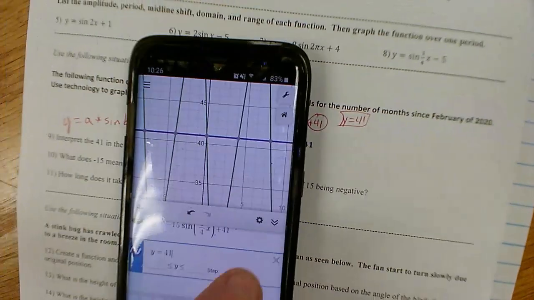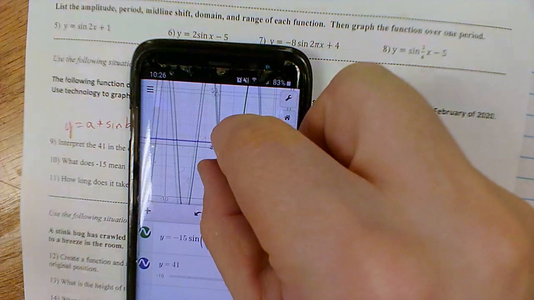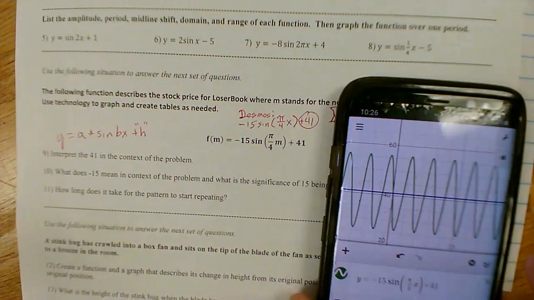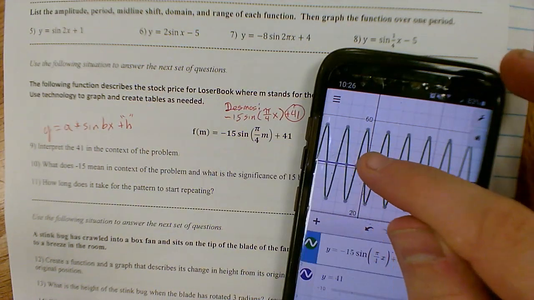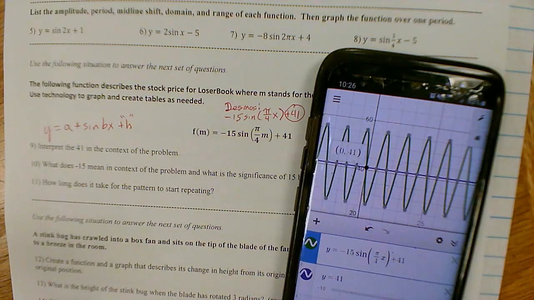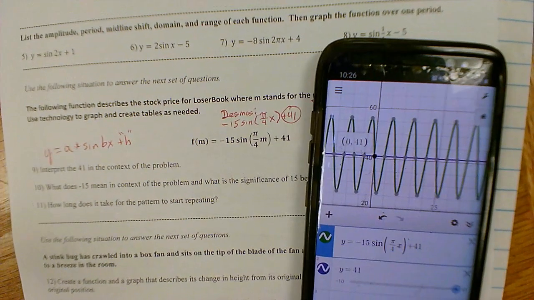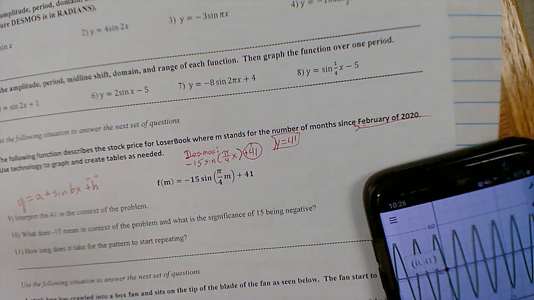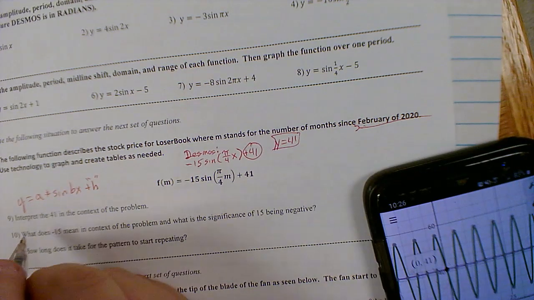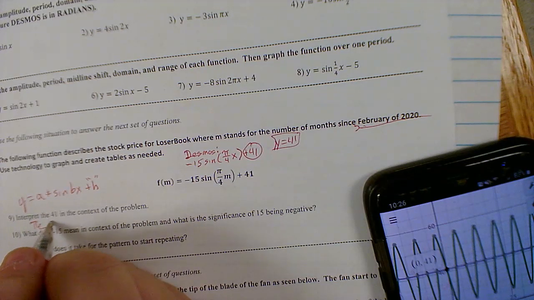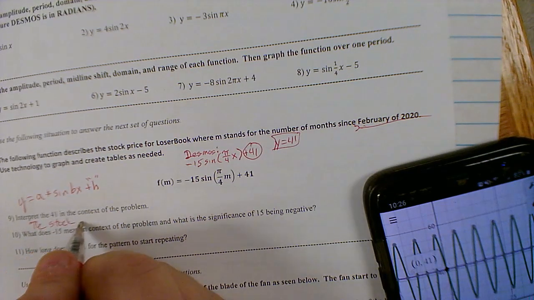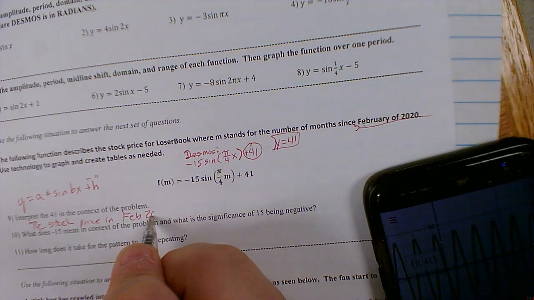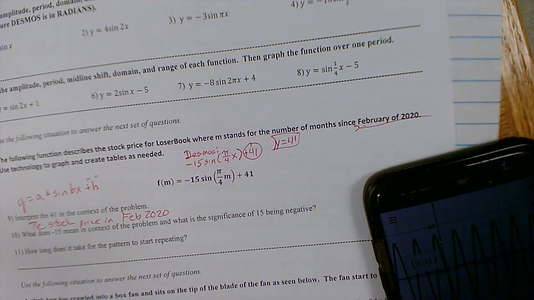So I got both pieces graphed in, and if I kind of zoom in, I can maybe get more of a visualization of what the graph is doing. So what's going on here is the graph is starting here at 0, 41. So interpreting 41 in the context of the problem, the beginning of time in the problem is February of 2020. So it's pretty much saying the 41 is the stock price in February of 2020 in context of this problem.